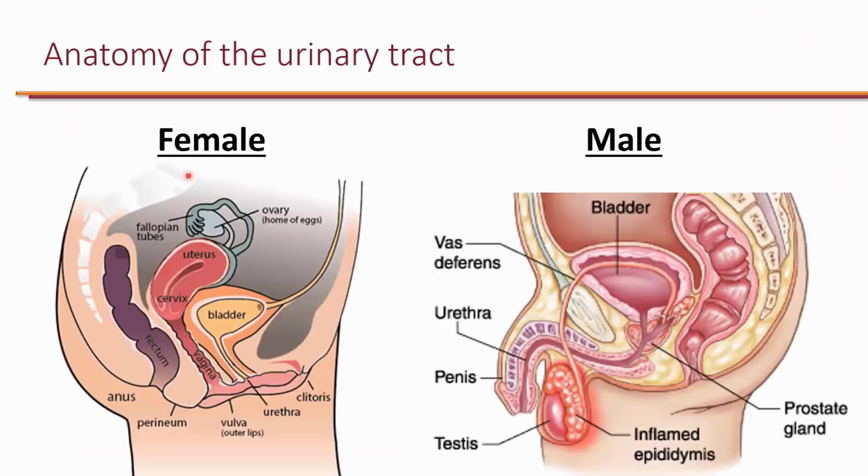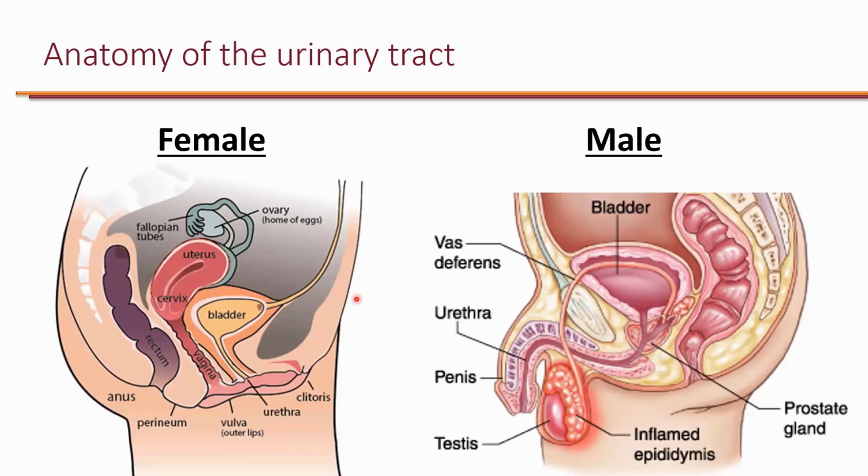Now let's take a look at the anatomy of the urinary tract. On the left you're looking at the urinary anatomy of females, and on the right the urinary anatomy of males. Note that the urethra is what's connected to the bladder, so urine exits the bladder through the urethra in both females and males. The urethra goes through the penis and is connected to the bladder. And the ureters connect the bladder to the kidneys in both females and males.